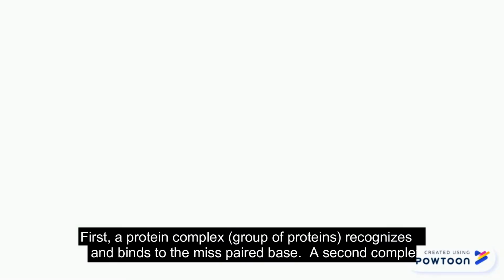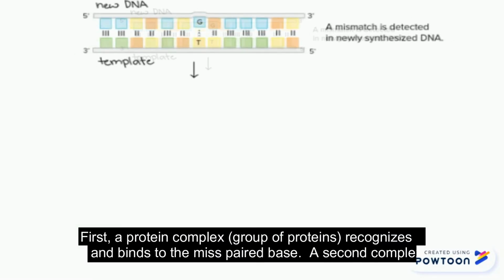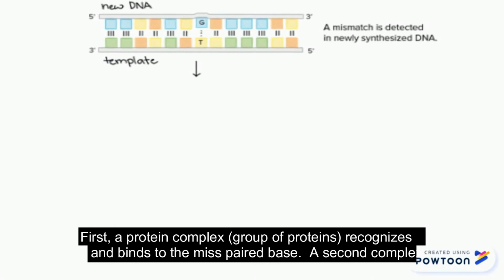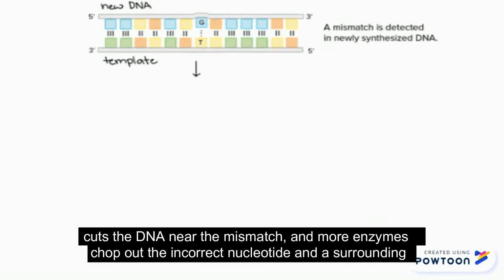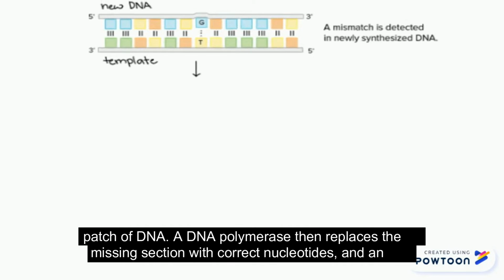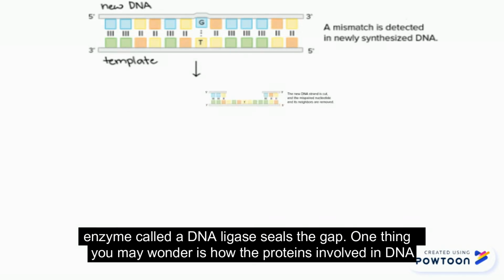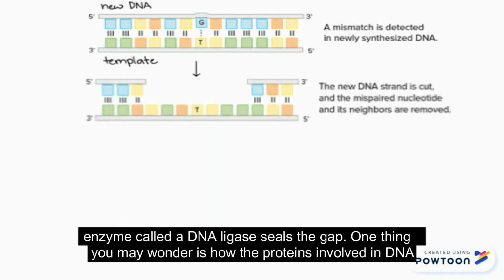First, a protein complex, a group of proteins, recognizes and binds to the mispaired base. A second complex cuts the DNA near the mismatch, and more enzymes chop out the incorrect nucleotide and a surrounding patch of DNA. A DNA polymerase then replaces the missing section with correct nucleotides, and an enzyme called DNA ligase seals the gap.